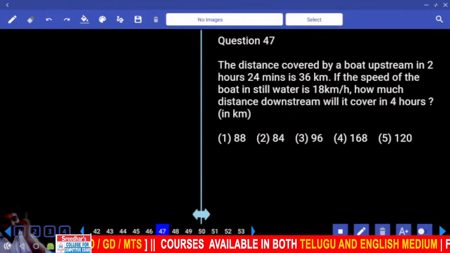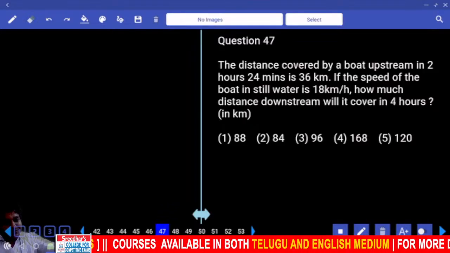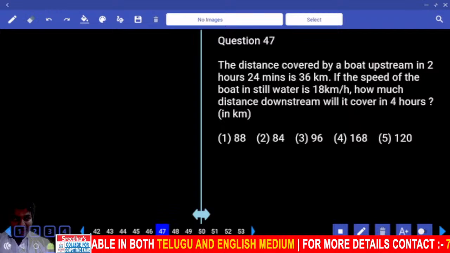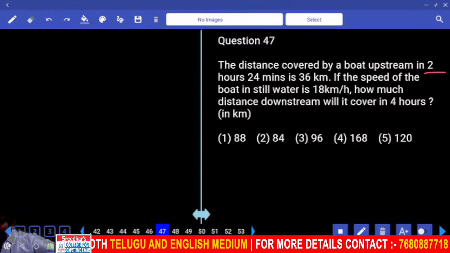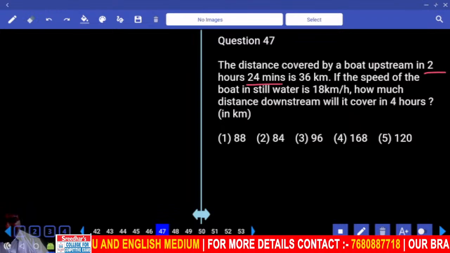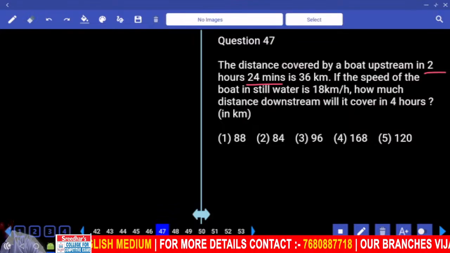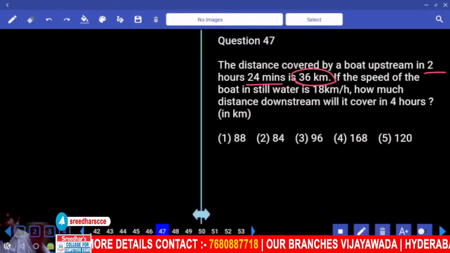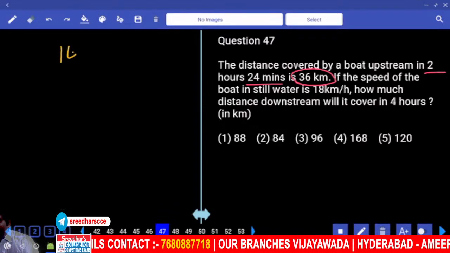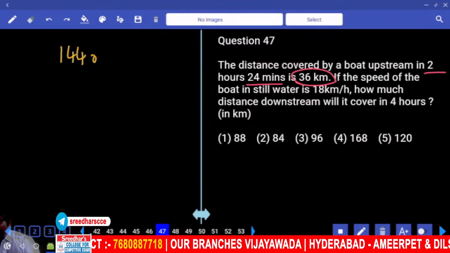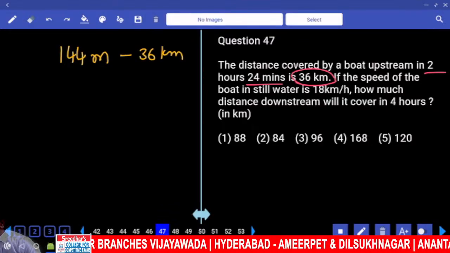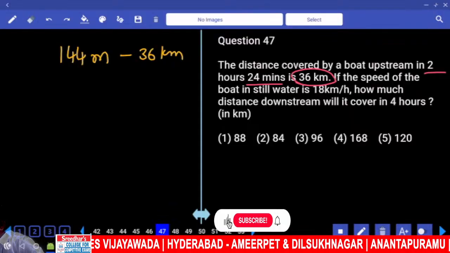The distance covered by the boat upstream in 2 hours 24 minutes is 36 kilometers. 2 hours, how many minutes? 120 minutes plus 24 minutes. In 144 minutes, it covered 36 kilometers. Identify relation between 144 and then 36. Not by using your pen, but by using your mind.